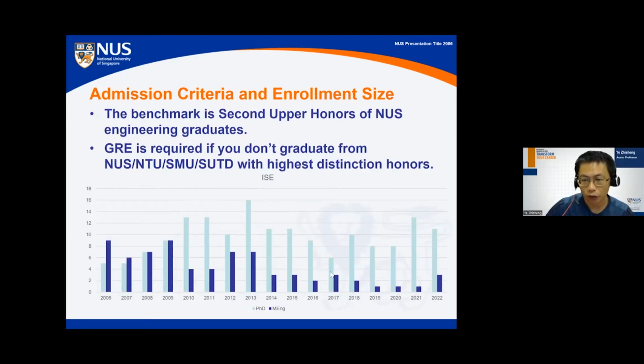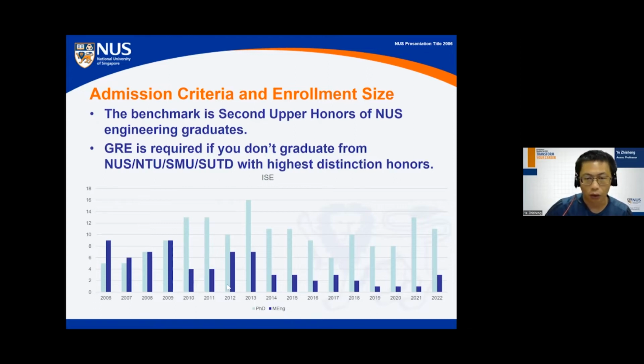Okay, so here is some past data. Before 2018, ISEM consisted of two directions: one is ISC, the other is ETM. We merged in 2017 or 2018. So this is the data from 2006 to 2017, the graduation size for the ISE track.